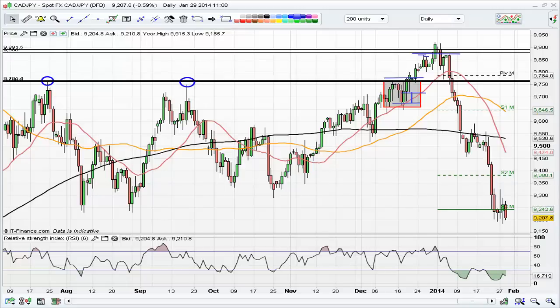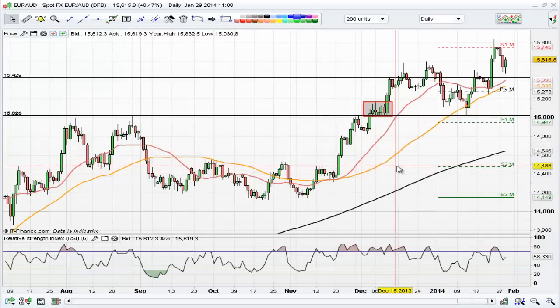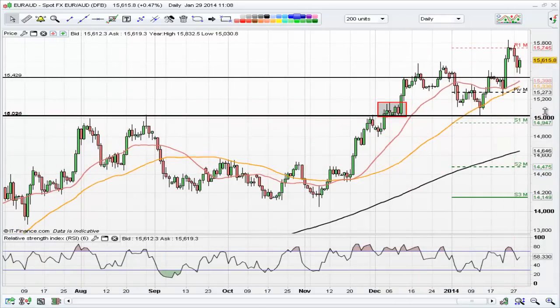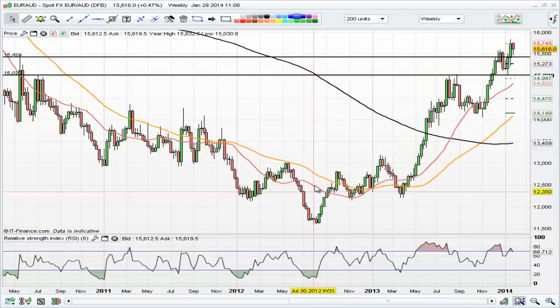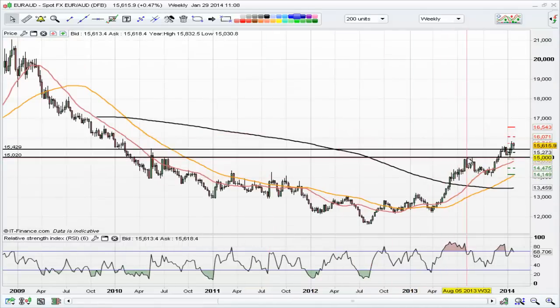And the last one we'll look at is Euro Aussie. Now, Euro Aussie is probably the quickest and simplest of the lot. Very similar to the last one. We came up, we've hit these couple of levels. If we go back to the weekly, what we'll see again is if we break this level, we've got space up to this level, and if we break this level, we've got a good chance of making it to this level.